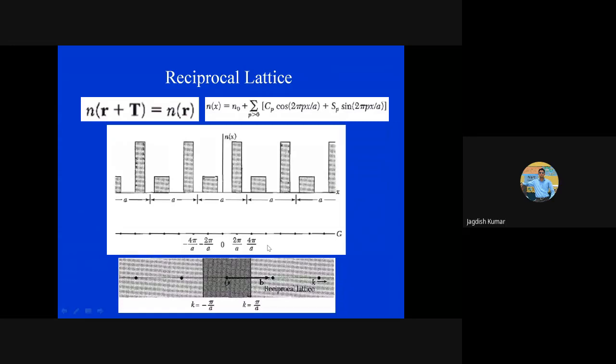So for a one-dimensional real space lattice, where lattice points are separated by a distance a, the reciprocal lattice will also be a one-dimensional lattice, and it will also be a linear arrangement of the lattice points. But the separation among the points in the reciprocal lattice will be 2 pi by a. I hope that is clear to you. So real space lattice and reciprocal lattice are related to each other by Fourier series.